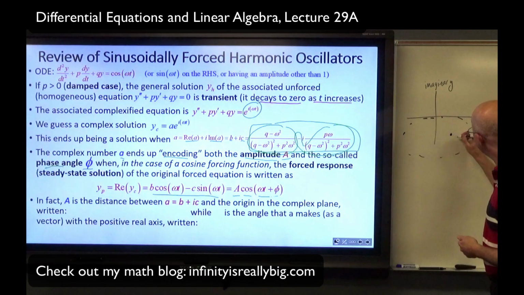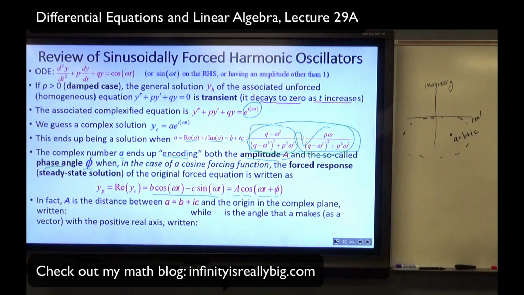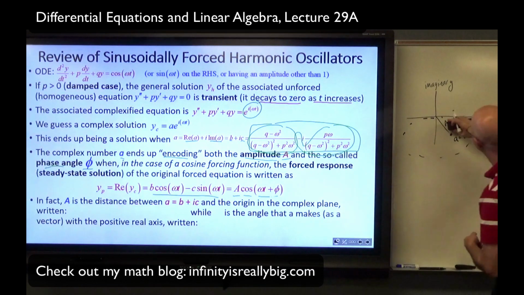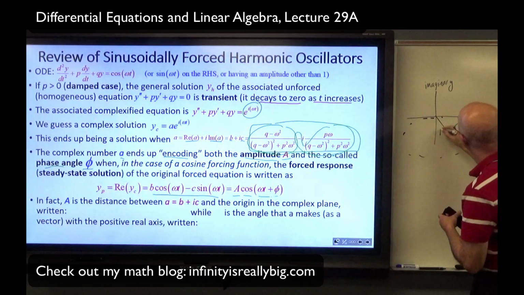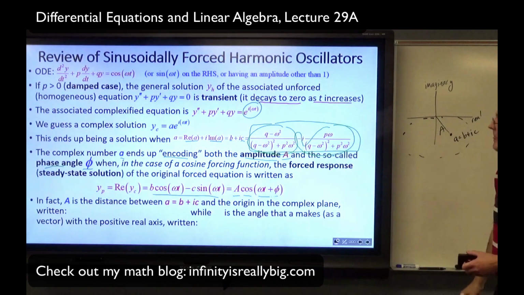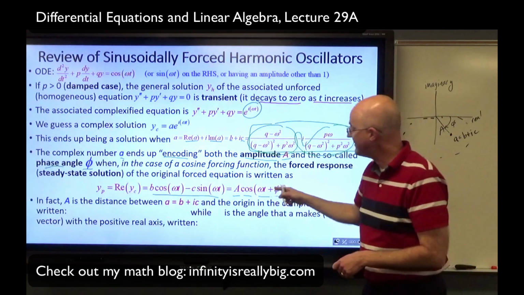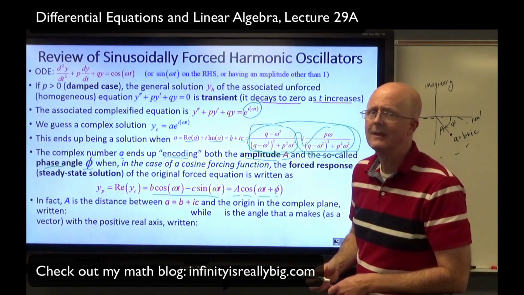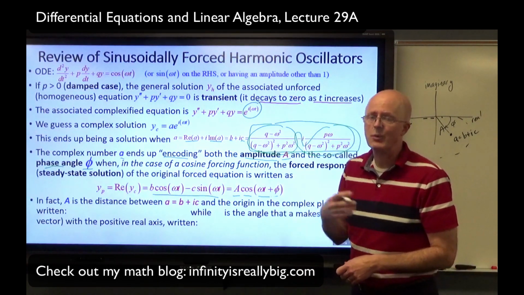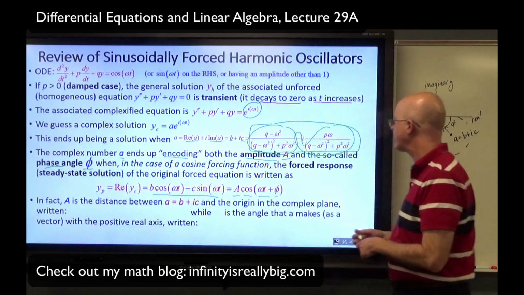It turns out that capital A, the amplitude, if, for example, little a happens to be right here with complex real and imaginary parts b and c, c is going to be negative. Capital A is the distance between little a and the origin. And phi, the phase angle, is going to be this angle right there, taken as a negative angle. And so really when we add phi, we're really subtracting a positive number. And phi is going to be related to a certain rightward shift of the graph.